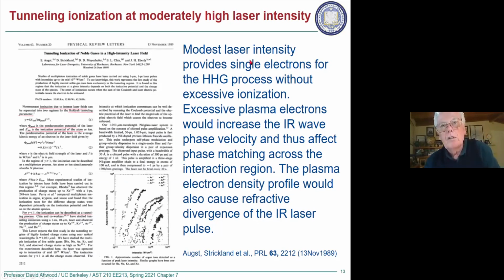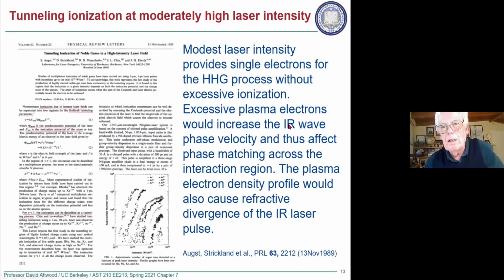Okay, so modest laser intensity produces a single electron for the process without excessive ionization. Too many free electrons and that plasma effect starts to speed up the phase velocity of the infrared wave, and it gets too far out in front of the harmonics it's producing, so that harmonics in the beginning and harmonics in the end are not in phase with each other. Okay, so you don't want too many plasma electrons.